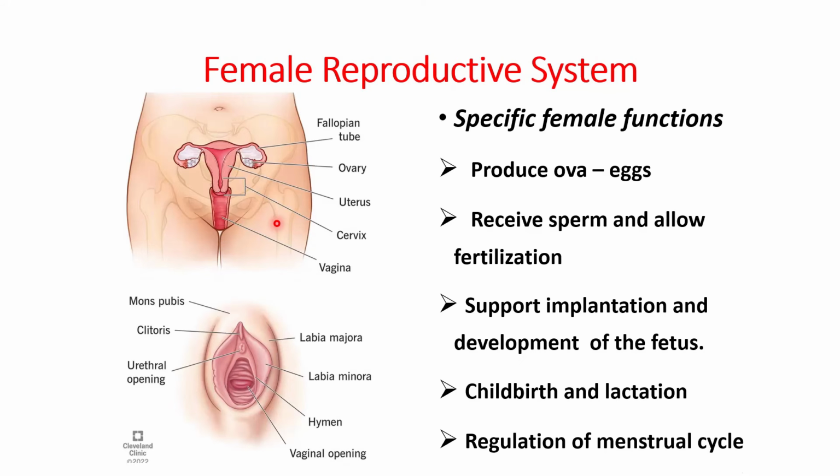And maybe the last bit to mention is that the last function of the female reproductive system is regulation of the menstrual cycle. So the menstrual cycle is regulated by the hormones, the endocrine system. So we talked about luteinizing hormone, talked about follicle stimulating hormone, talked about estrogen and progesterone. So those hormones, they regulate the menstrual cycle.